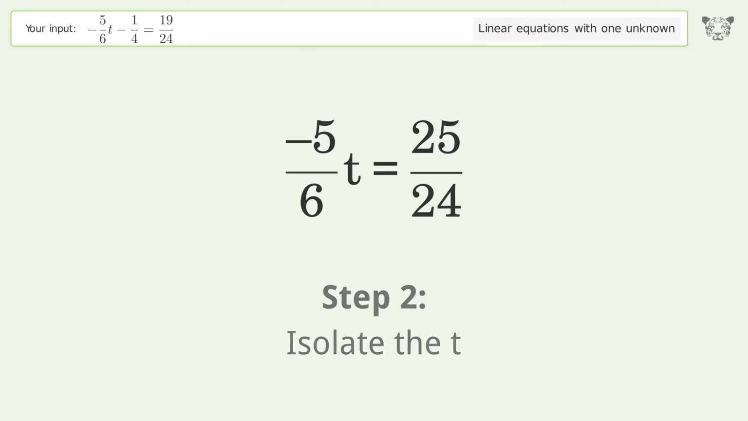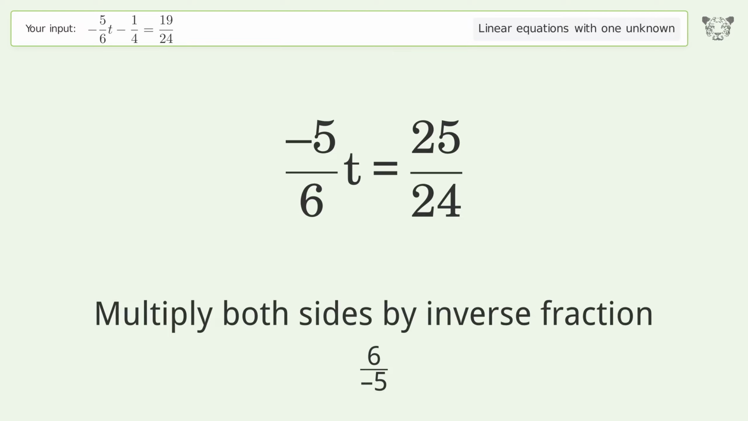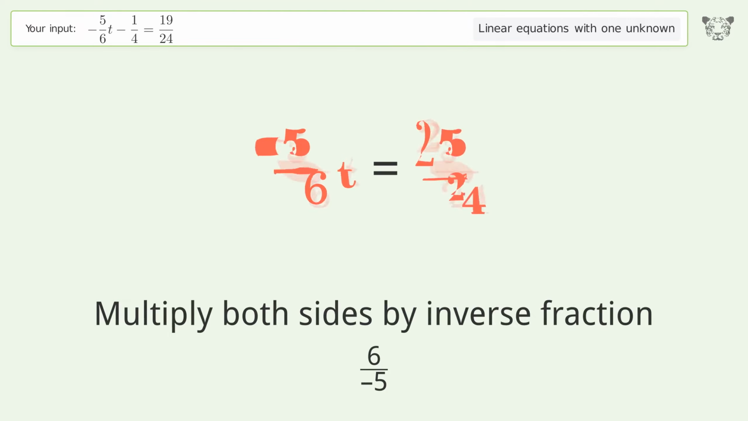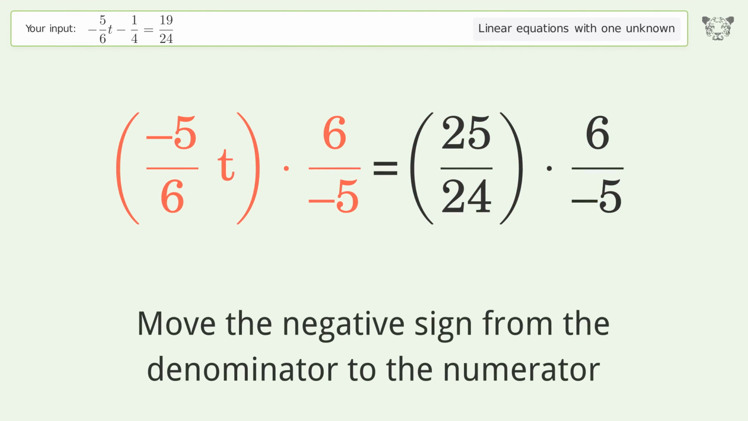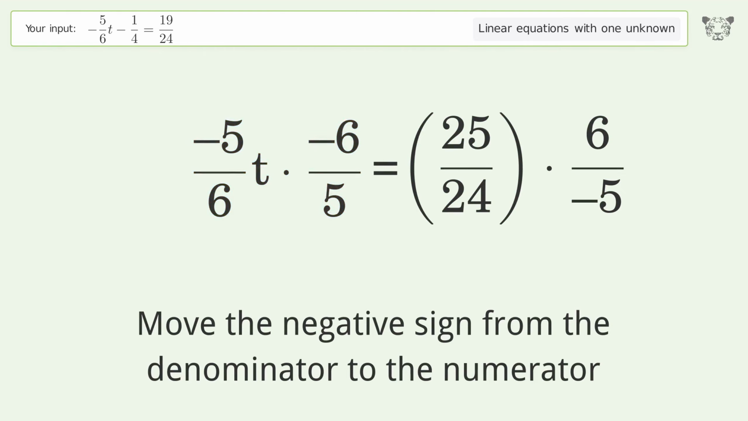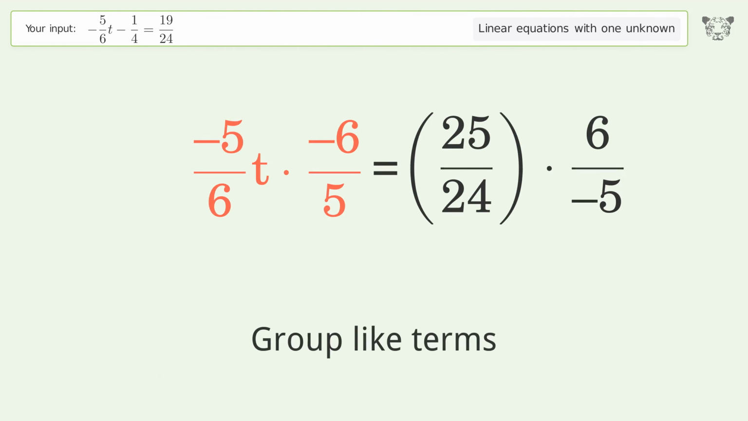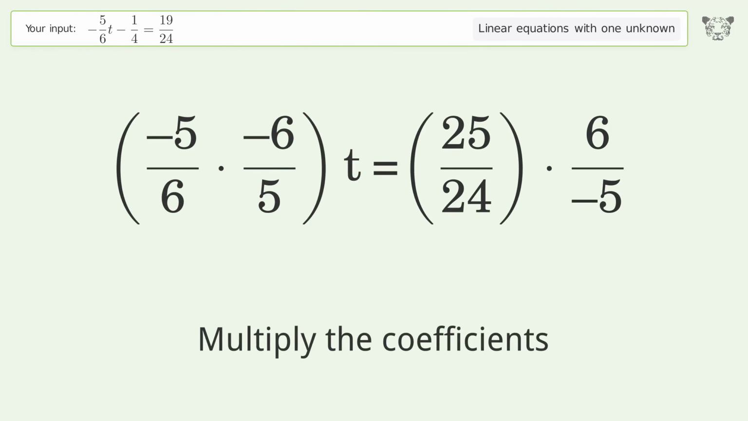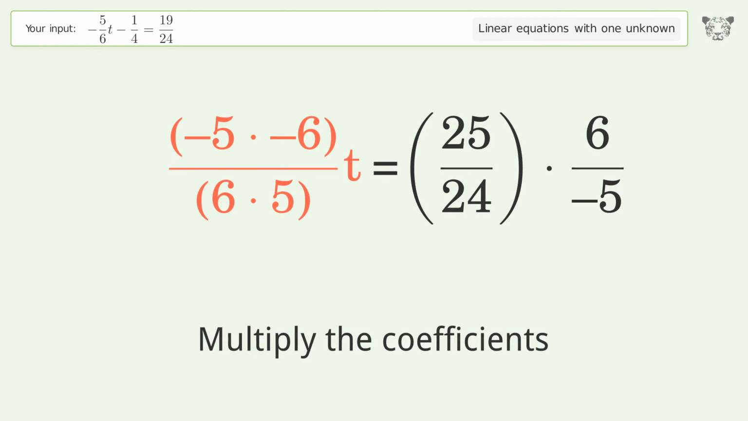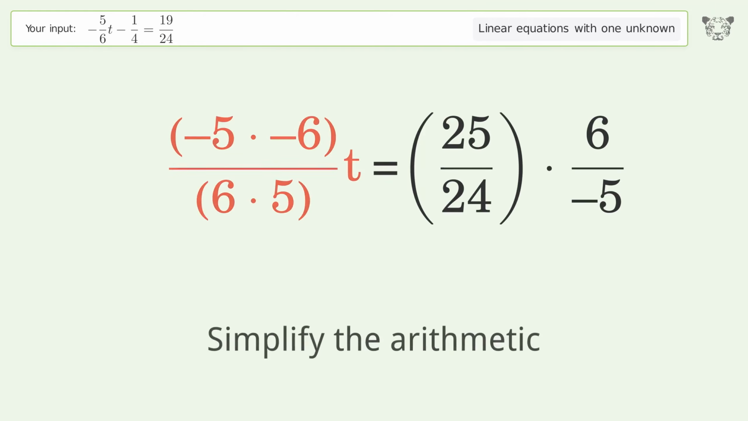Isolate the t. Multiply both sides by inverse fraction 6/5. Move the negative sign from the denominator to the numerator. Group like terms. Multiply the coefficients. Simplify the arithmetic.